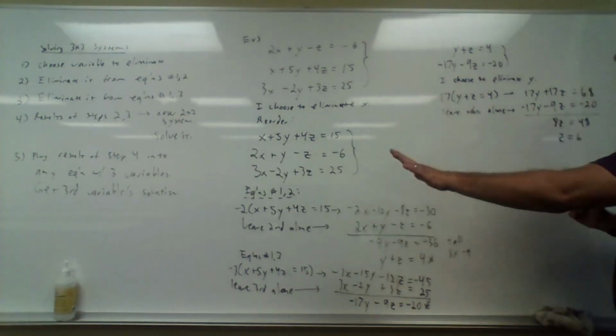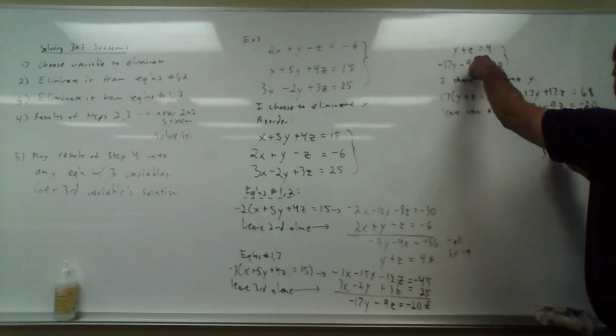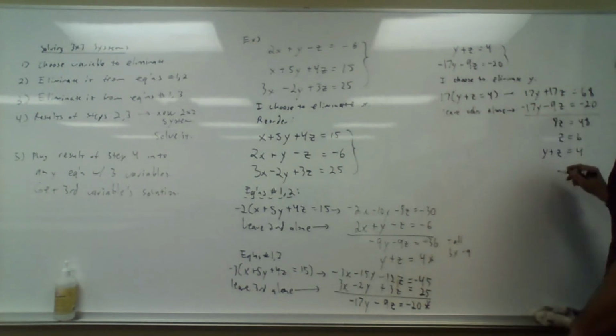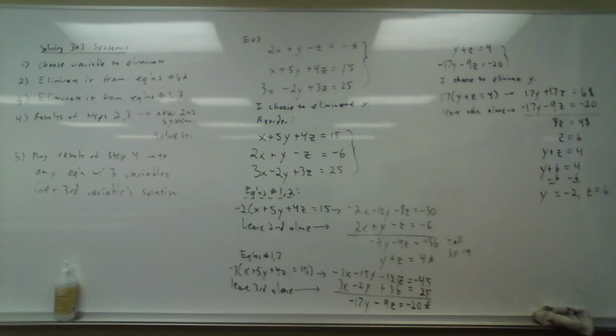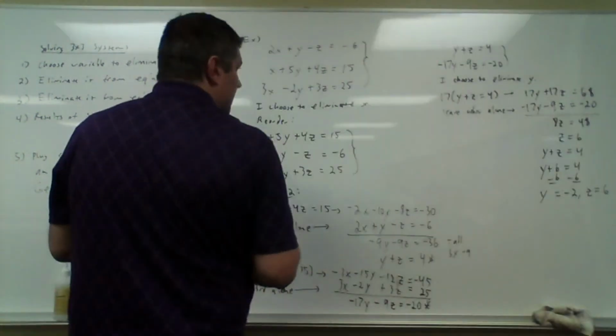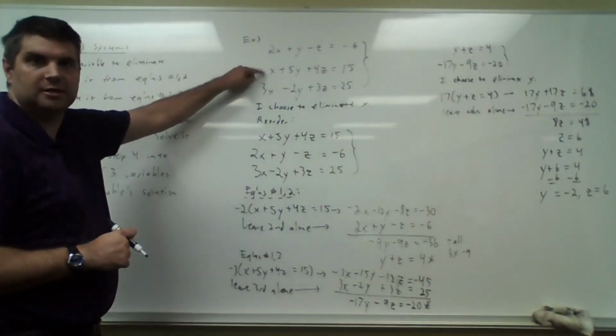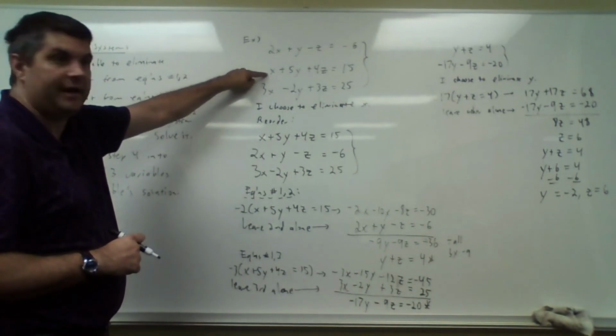Now, do not take this and go back to the original system. Don't do that. Okay? We need x, we need y, and we need z. Y plus z equals 4. So y plus 6 equals 4. Subtract the 6. Y equals negative 2. Z is 6. Okay? Now we go back to one of the original equations. I choose this one because the coefficient of x is 1. I wouldn't have to divide.